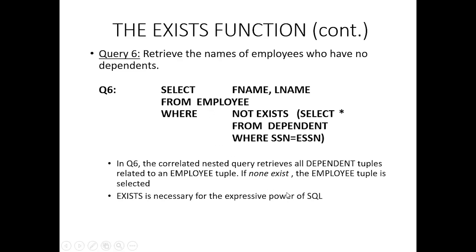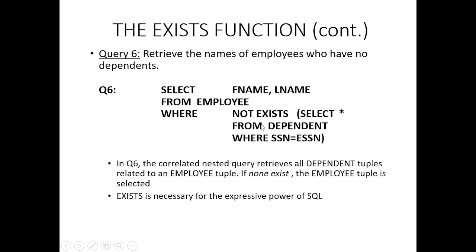For example, retrieve names of employees who have no dependents. So there is another version also. We have NOT EXISTS. Retrieve the names of employees who have no dependents. So select F name, comma L name from employee where not exists. Select star from dependent where SSN equal to ESSN. So here the correlated nested query retrieves all dependent tuples related to an employee tuple. Okay. If none exists, the employee tuple is selected.